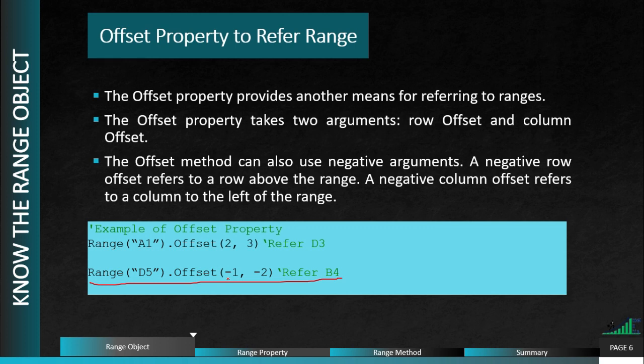Hardev ji, you tell. Offset negative. -1 and -2, so how is it going, what is the logic?